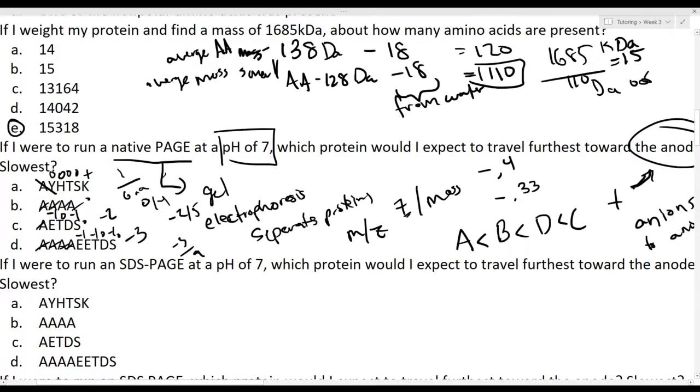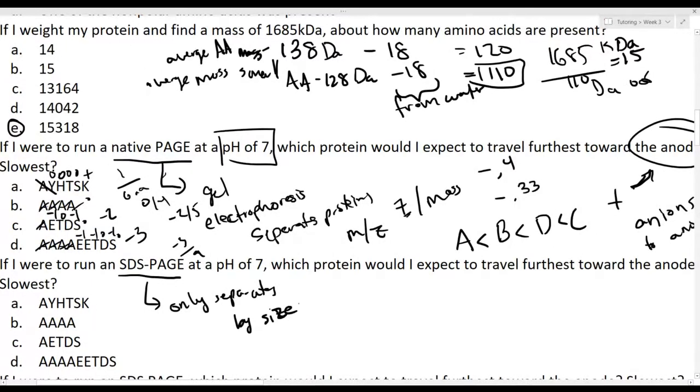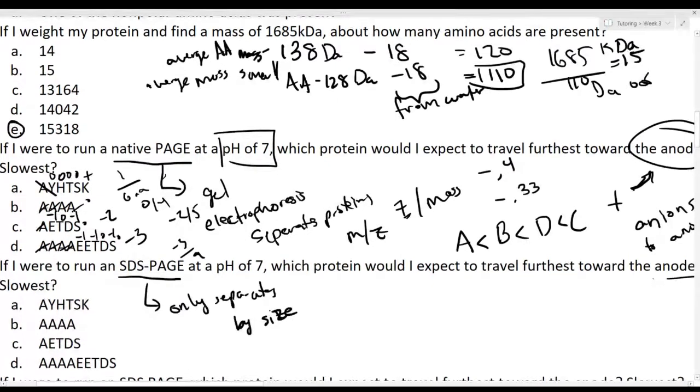So SDS-PAGE, let's talk about the difference between SDS-PAGE and native PAGE. It's still a gel electrophoresis. However, SDS doesn't just separate them by charge. SDS coats all proteins with a fairly consistent negative charge, and so it only separates by size. Charge to mass ratio doesn't matter because they're all given a uniform negative charge. Again, we're going toward the anode, so it's positive, meaning anions.